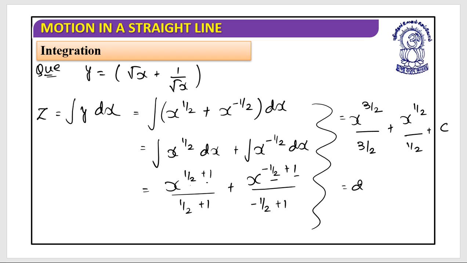So that should be equal to 2 into x to the power 3 by 2 divided by 3, plus 2 into x to the power half, plus c. This should be your final answer. What was it?